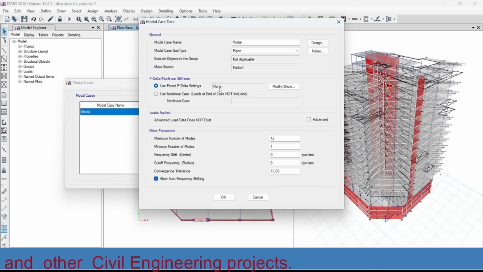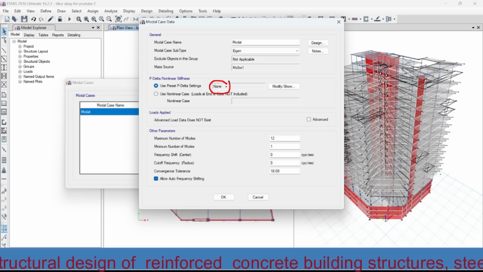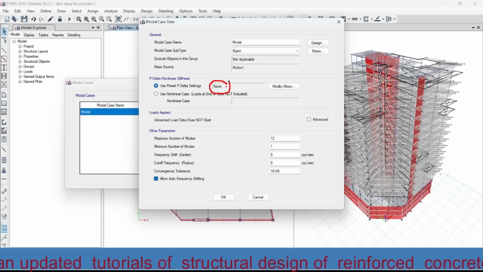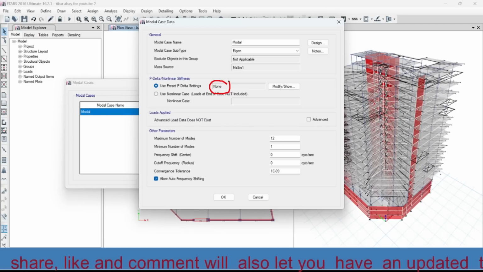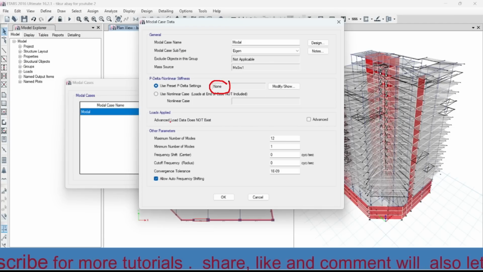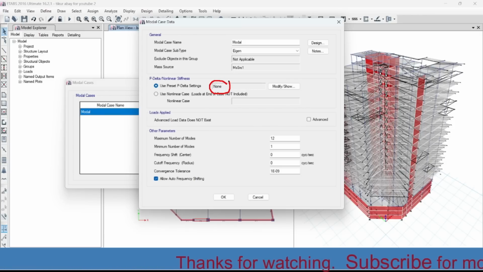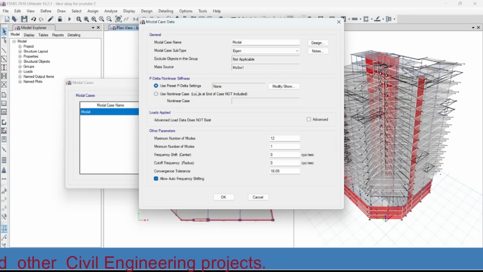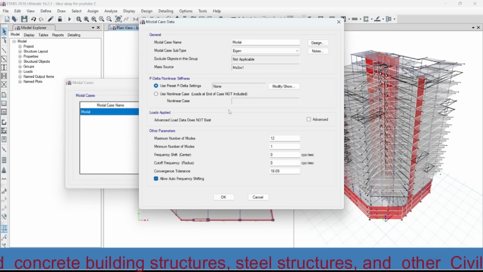The P-delta option is none, because we didn't define the P-delta. P-delta will be considered and incorporated in our structure if and only if there is an instability problem with regard to the P-delta. So this can be left as it is, or it can be modified later after analysis. And here, let's say, just omit it.